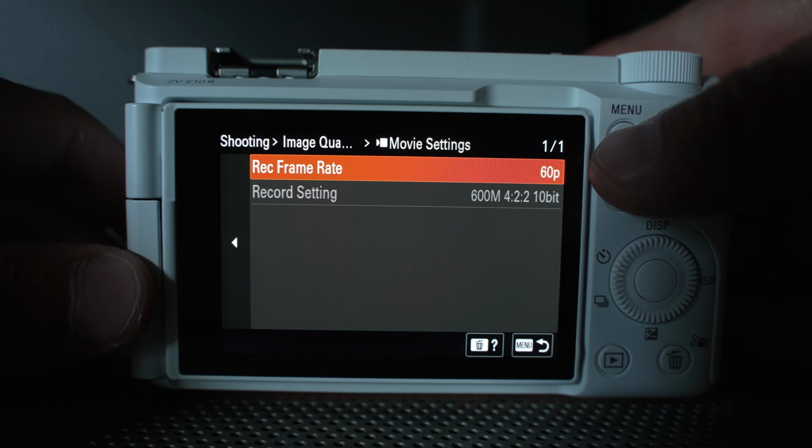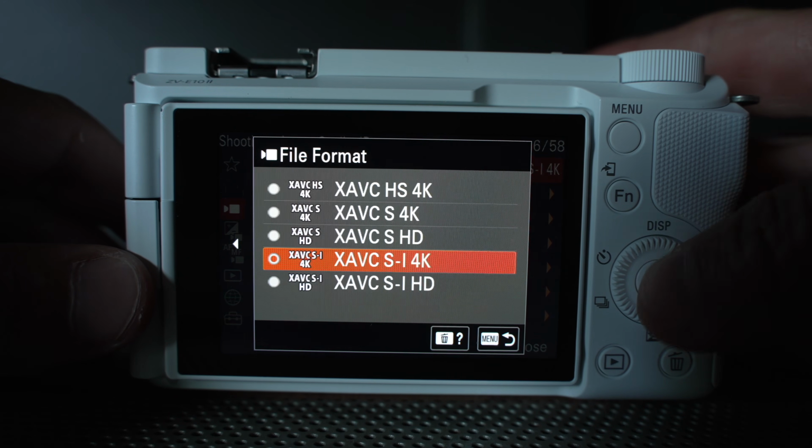If you're a ZV-E10 owner or user, then you have nothing to fear, because no matter what I did, I could not get this camera to overheat. It's probably because it's an 8-bit camera, like I mentioned.